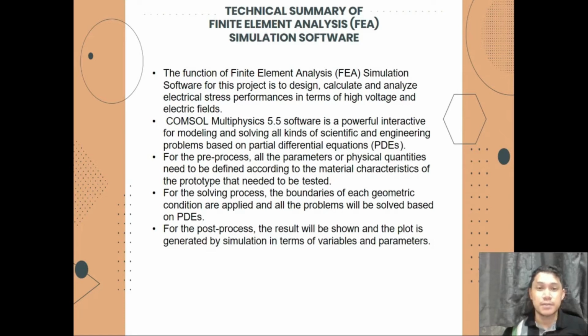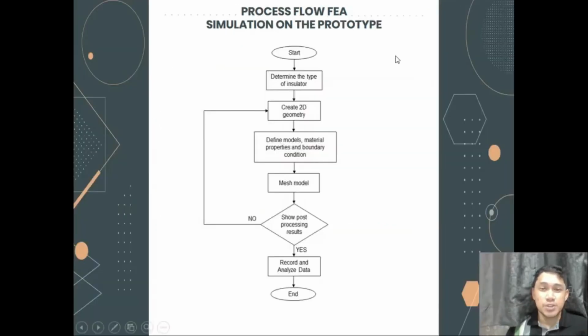variables and parameters. In this project, an insulator made of glass and metal is considered for the simulation, with the dimension of the 132 kV insulation. The insulators will be examined in terms of electrical potential in two different surface conditions, which are with contamination and without contamination. So this is the process flow of FEA simulation on the prototype.